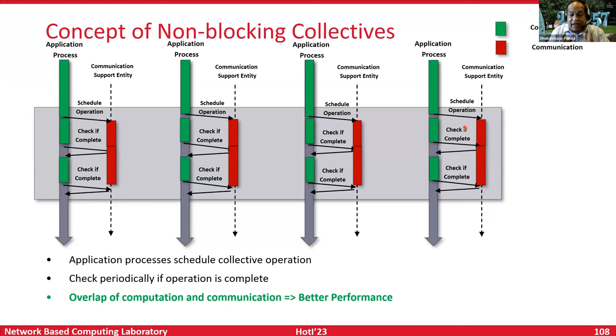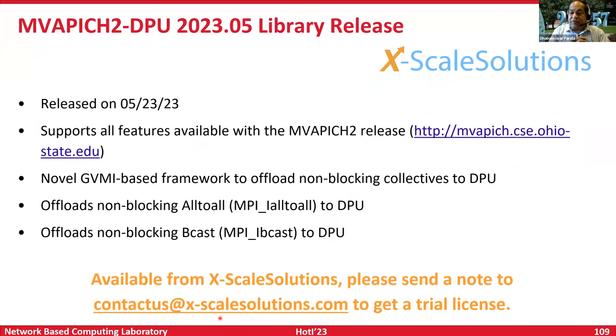So that is actually the ideal situation where DPU technology has come in, one of the things. If the DPU technology can now perform the operation or progress the communication, then I can achieve overlap of computation with communication. In that context, from our group, the MVAPICH MPI library, I think Hari mentioned earlier, we have been working on that project for many years. We have done research, and the solution is available through a startup called X-ScaleSolutions. One can contact them to get a copy; this is a licensed product.